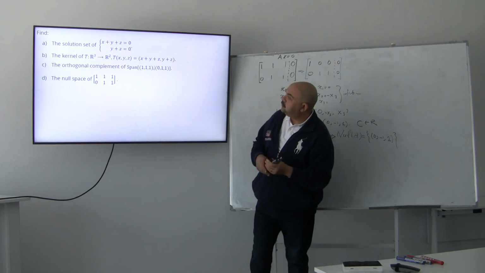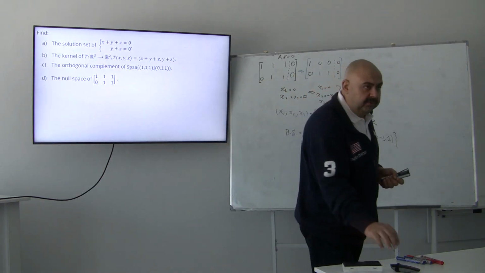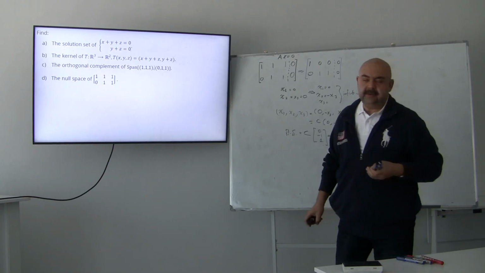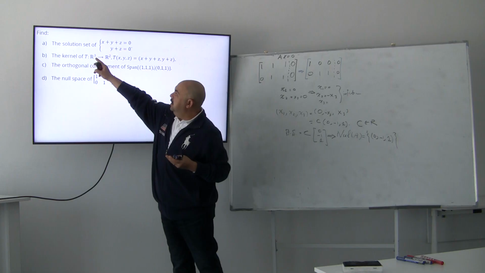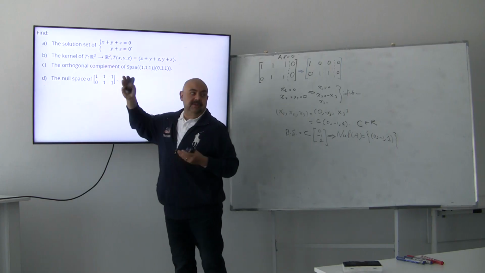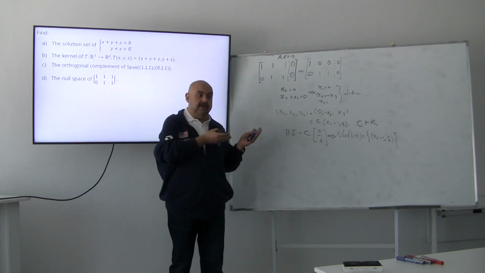Okay. The remark is stating here, solve the system of equations. We already did. Okay, I need you to get the kernel of the map from R3 into R2, which is exactly in front of you.